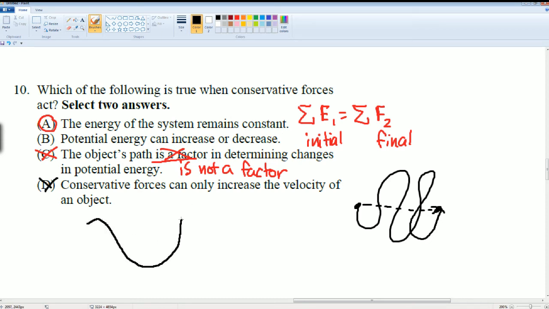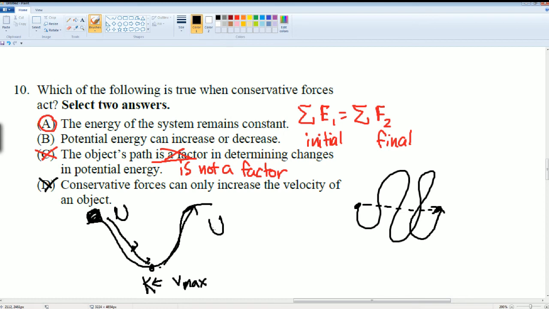Imagine a roller coaster. If it starts here and rolls down, up here it has all potential energy, it just has U. Once it hits the minimum, it has all K. When it has all K, this is when velocity is at its max. When it goes back up, it loses its kinetic energy and becomes all potential.